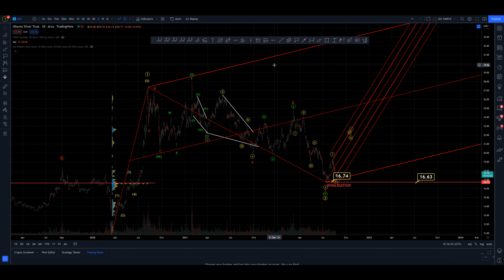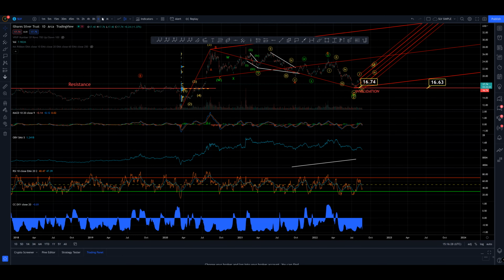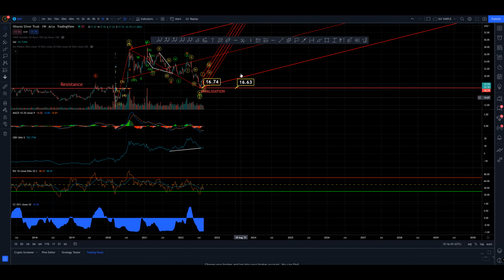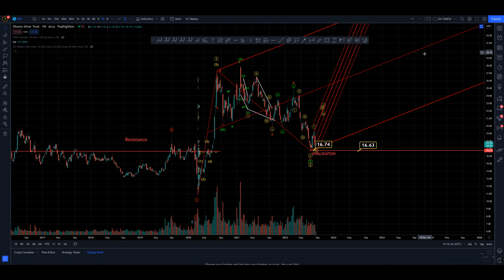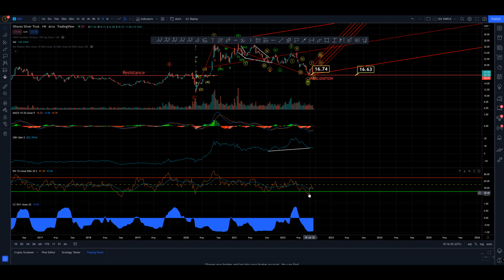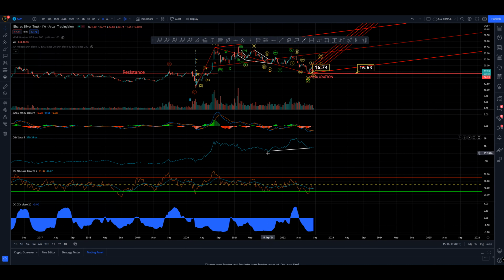I feel much the same way on silver here. If we come out to the weekly time frame, we can see we achieved oversold conditions on the weekly time frame. Maximum negative correlation with the dollar. Very strong on balance volume positive divergence over the longer term.